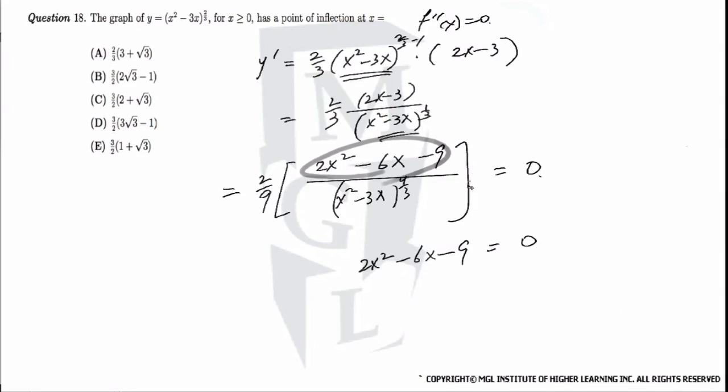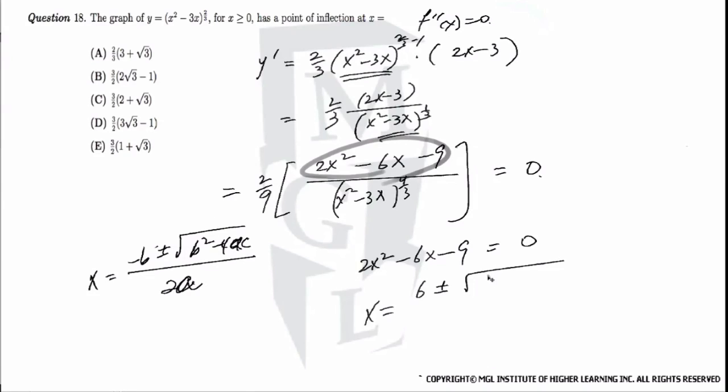Okay, so you can either try to factor or use a quadratic formula or complete the square. Now, looking at the multiple choice, I know it's not factorable. So I'm going to jump straight into the quadratic formula. Let me just state the quadratic formula right here, just in case you guys don't remember. Minus b plus minus the square root of b squared minus 4ac all over 2a. So that gives you 6 plus minus the square root of 36 minus 4 times 2 times minus 9 all over 2 times 2, 4.